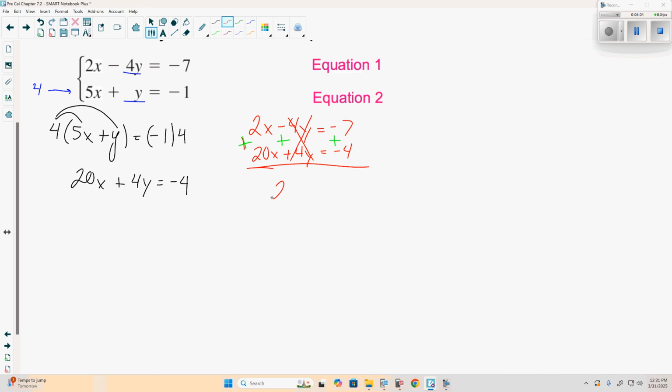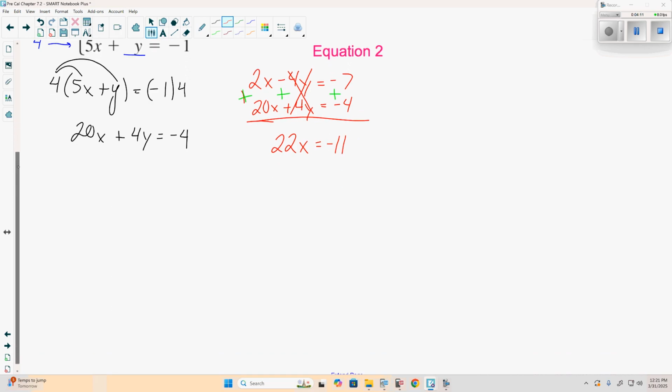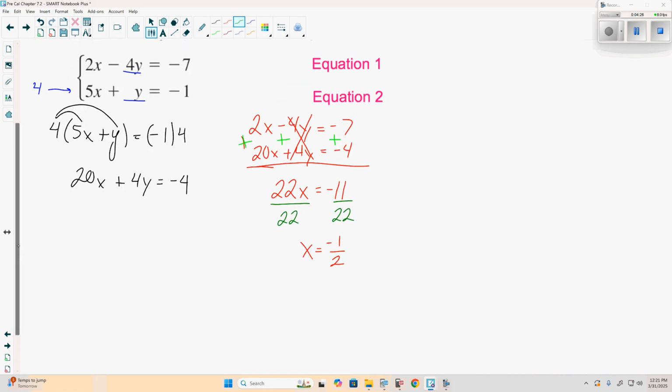2x plus 20x is going to be 22x equals negative 7 plus negative 4, which is negative 11. Divide both sides by 22. Telling us x is negative 1/2.